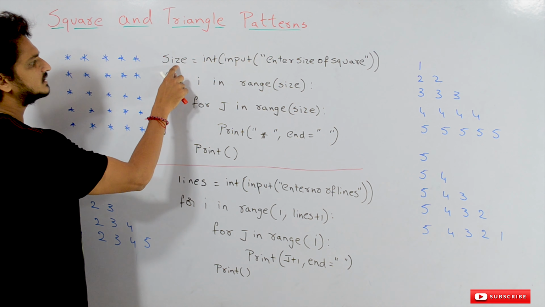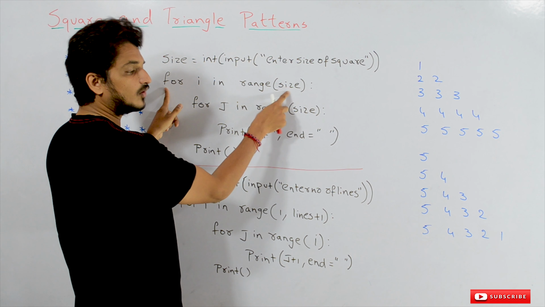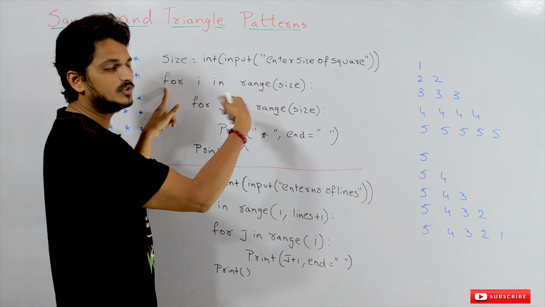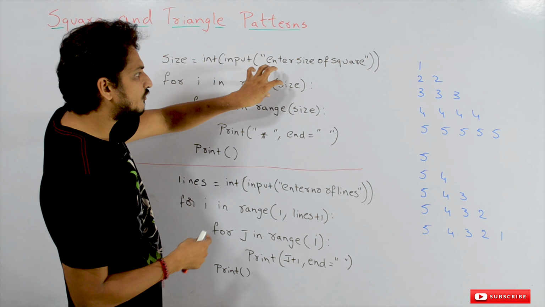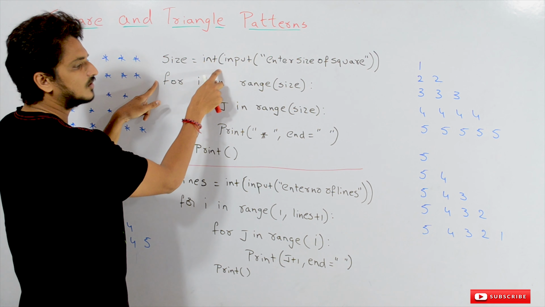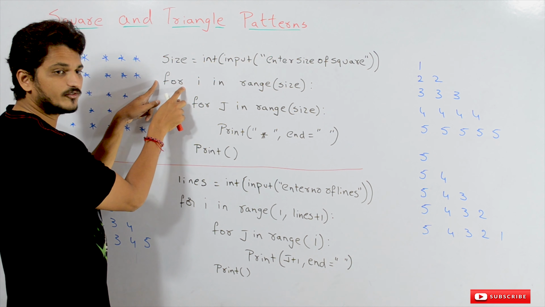After getting the size, see here, the first loop: for i in range of size. What does range of size mean? Range of 5. What values will it generate? Range of 5 gives 0, 1, 2, 3, 4. So 5 values it will generate. This loop will execute 5 times, with i equal to 0, i equal to 1, i equal to 2, and so on up to i equal to 4.